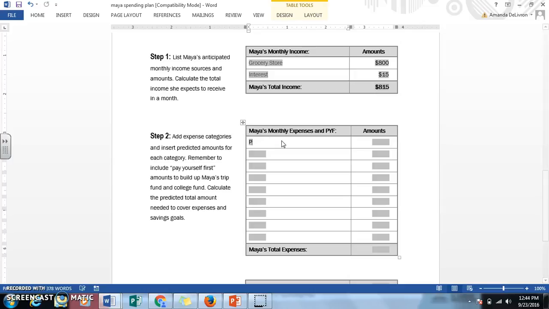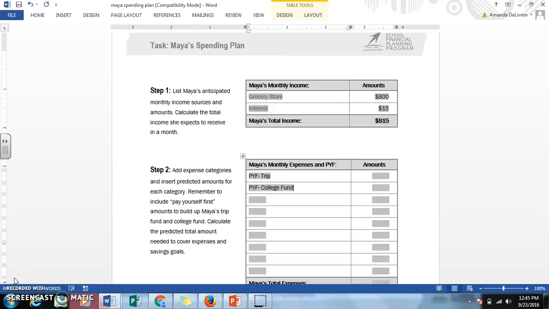All right, so let's start with those pay yourself first categories. There were 2 of them. I want you to look up at the top and see if you can figure out the 2 pay yourself first categories. What 2 savings goals does Maya have for the future? Well, the first pay yourself first category that Maya is saving for is a trip. She needs to save up $1,000 for the trip, and the scenario says that she already has $500 of that saved. The second category is her college fund. She wants money for college, so she saved about $7,000 and she needs to continue saving so that she can pay for her college tuition.